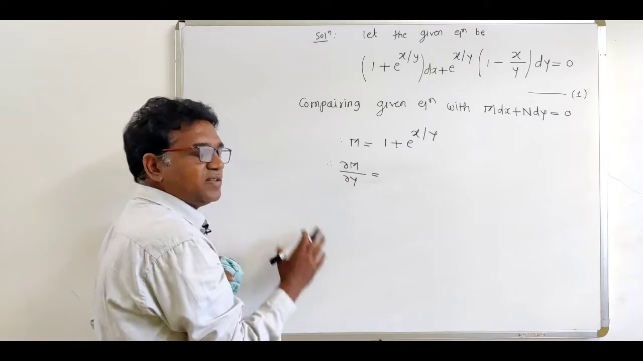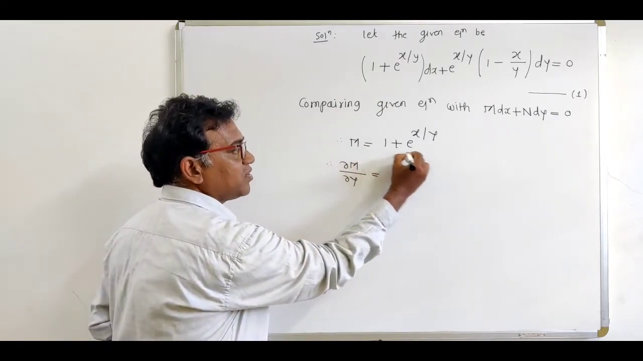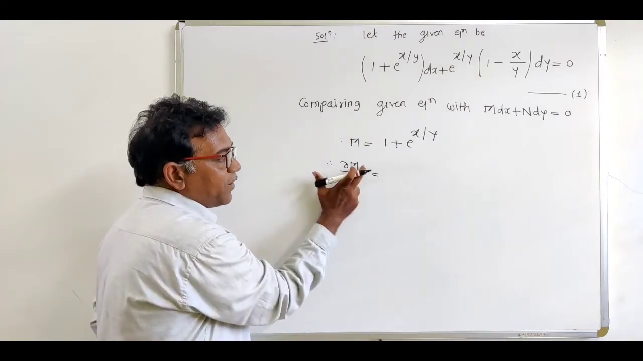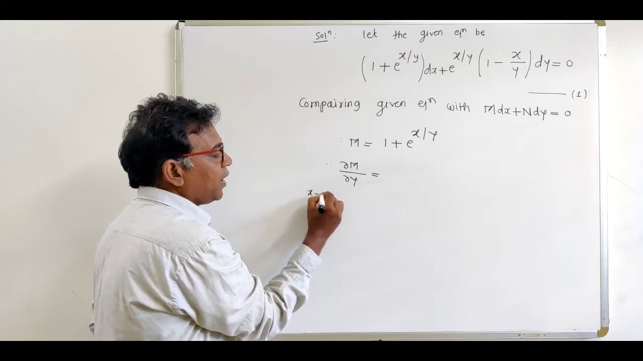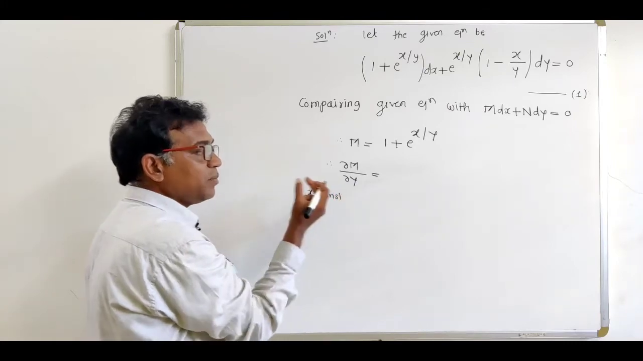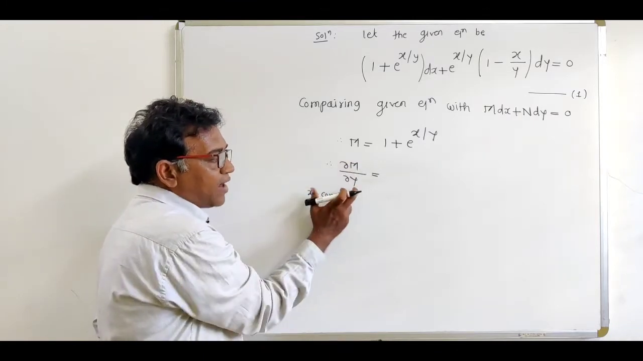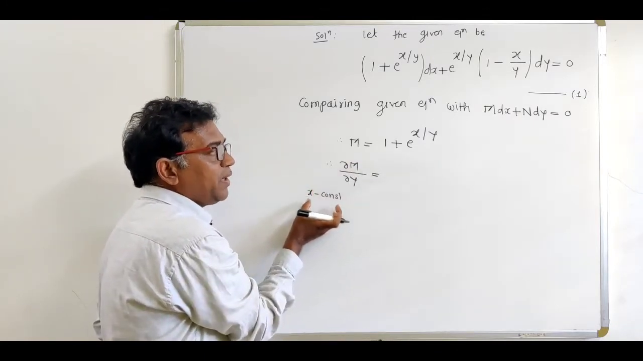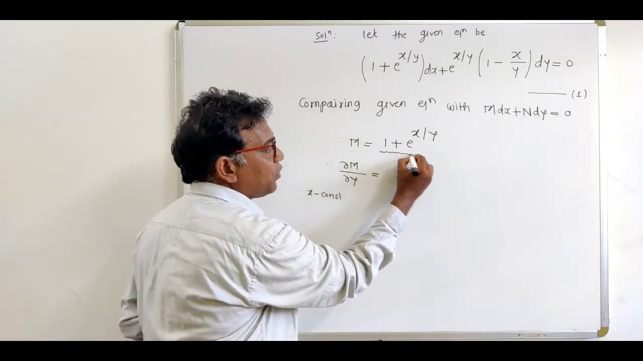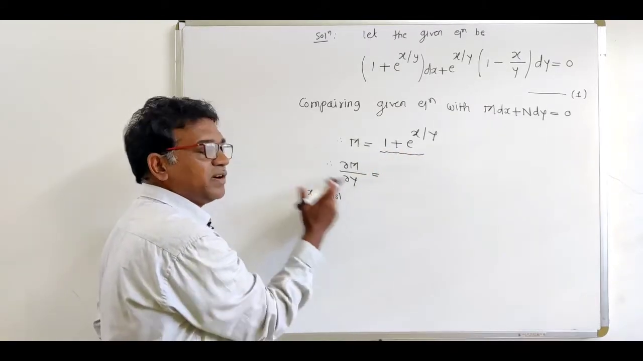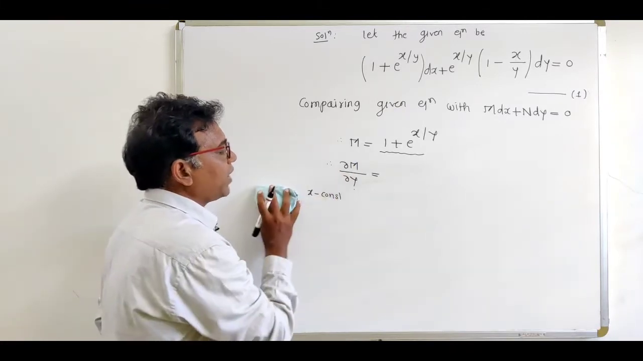So how to calculate this del M by del y? Differentiating M partially with respect to y by keeping x constant. This is the meaning of del M by del y. So in this function, we have to keep x as a constant element. So just find out the derivative with respect to y only.